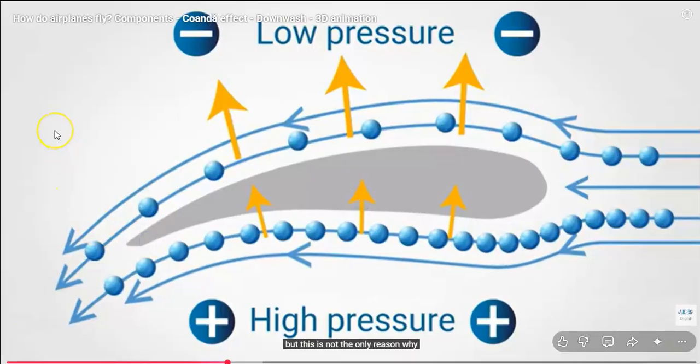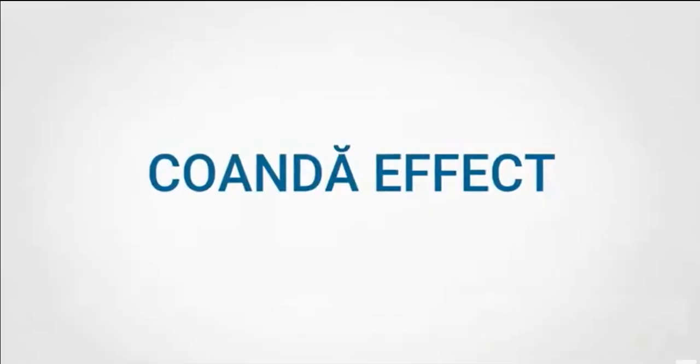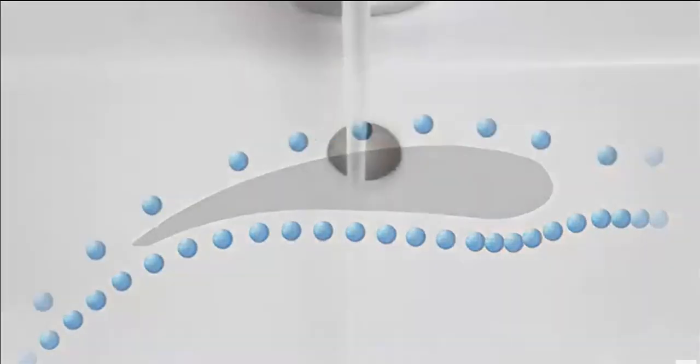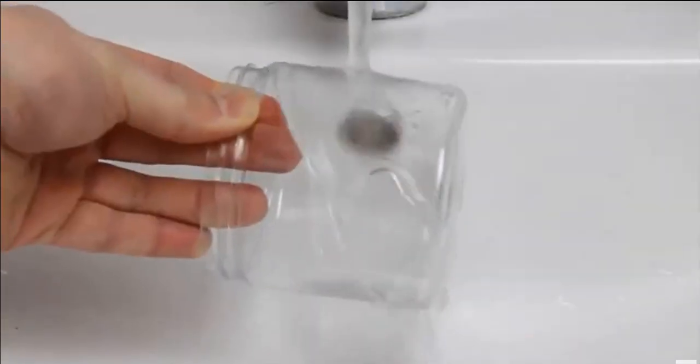This is not the only reason why planes fly. In addition to this pressure difference, the Coanda effect comes into play, which is the tendency of a fluid jet to stay attached to a nearby surface. This effect can clearly be shown by placing a simple spoon under running water, or a common glass jar.